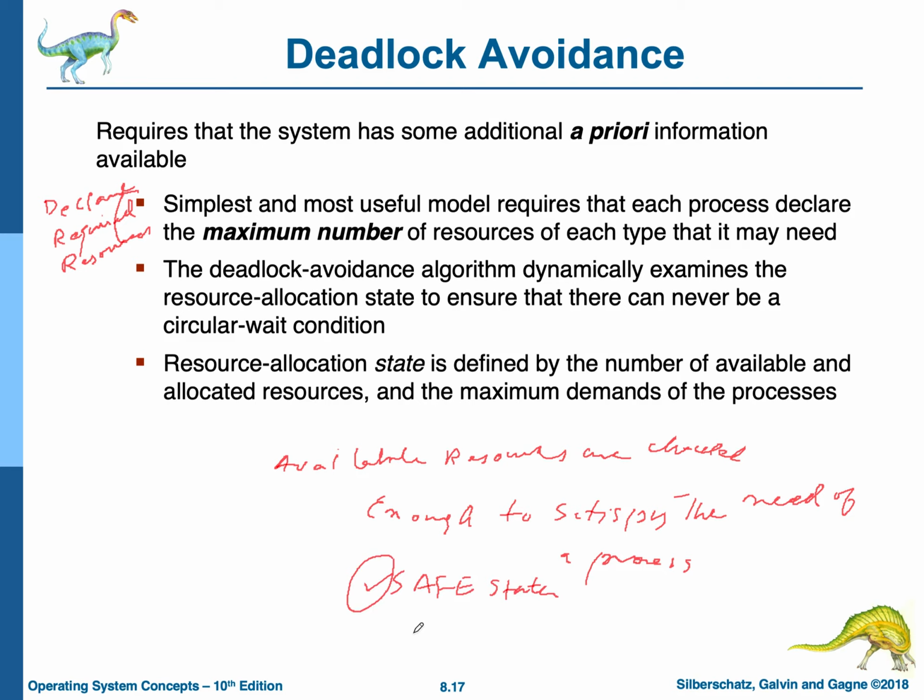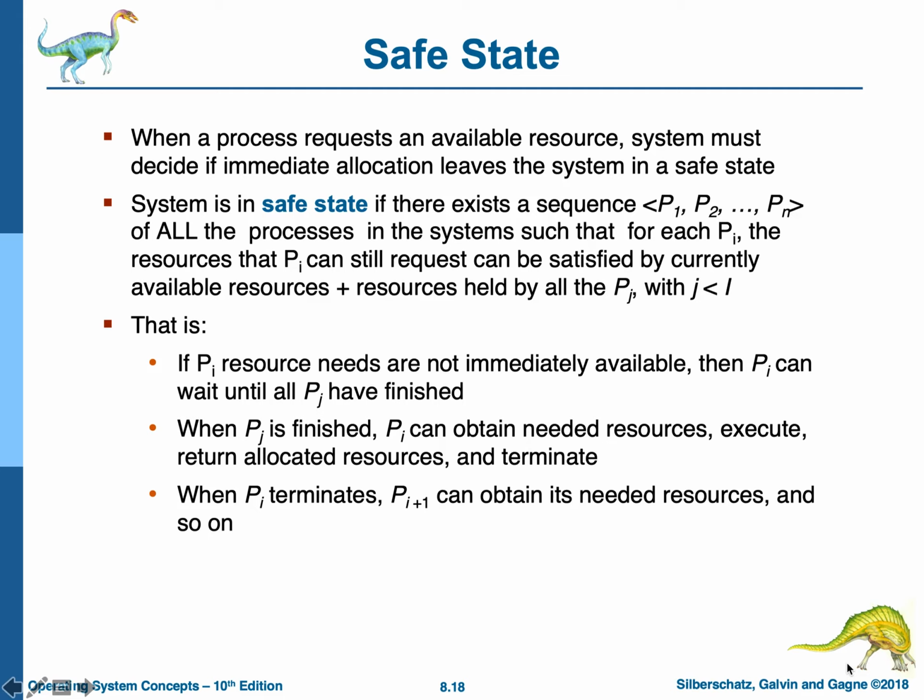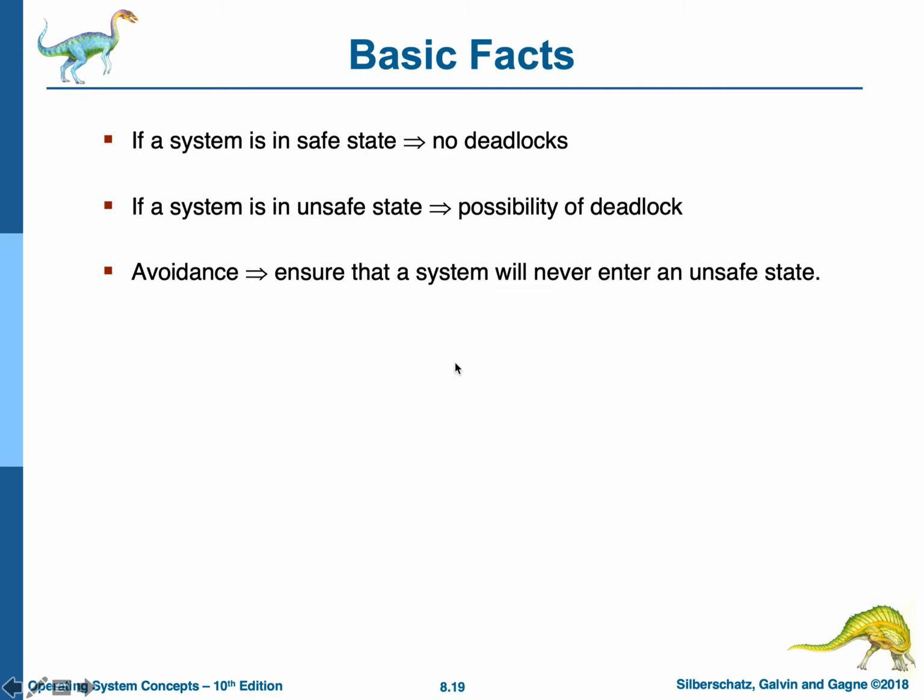But if the resources are not available or maybe already occupied by some other process, then we are in unsafe state, and a deadlock can occur. So in the safe state and unsafe state, I already told you, if a system is in safe state, then there is no deadlock. If a system is in unsafe state, then there is a possibility of deadlock, right? So avoidance is to ensure that the system never enters into the unsafe state.